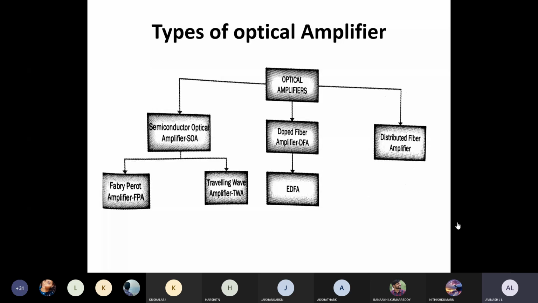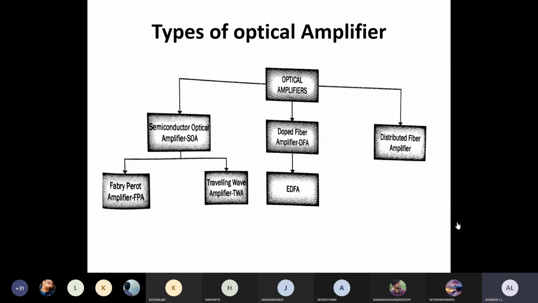And the second type is what? Doped fiber amplifier, that is DFA. The third one is what? Distributed fiber amplifier. Here we are not going to give the observation for the distributed fiber, so call it as distributed fiber amplifier. That's all. So DFA and SOA, those are the important ones.